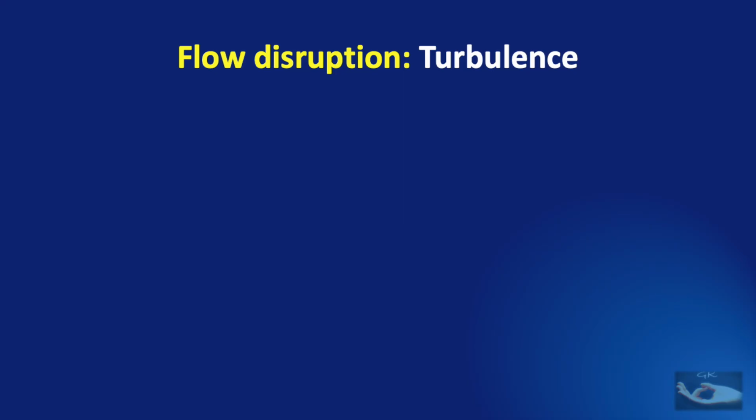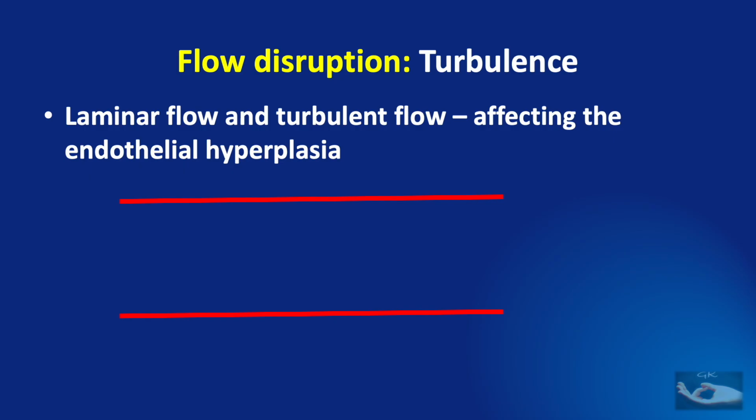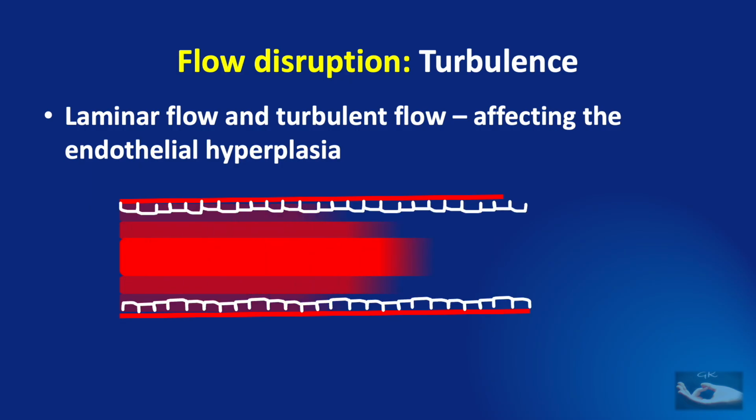But to understand turbulence, we need to understand one more concept, that is laminar flow. And after understanding laminar flow, we need to understand the first effect of flow disruption, that is turbulence, and as a secondary effect, vibration. Normally, in an intact blood vessel, the rate of flow is least towards the edges. As it comes towards the center, it becomes much faster. This is known as laminar blood flow.